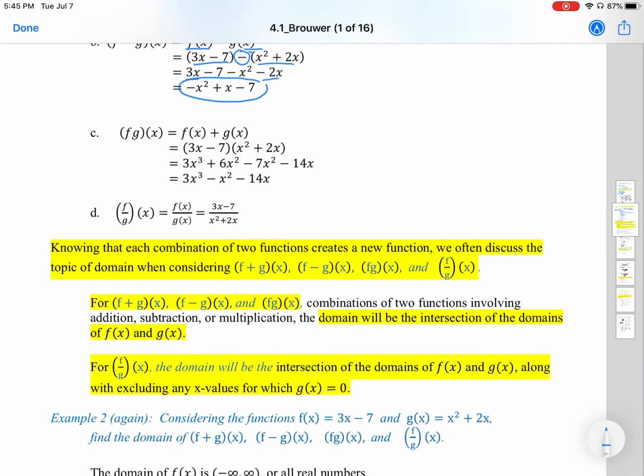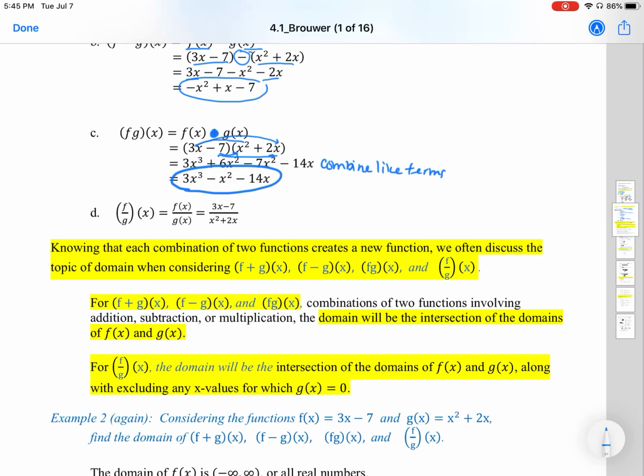For C, this should have been a multiplication. All we can do is multiply if possible. Sometimes we won't be able to multiply, and all we can do is just write the expression as is. So here we have this problem, and we can distribute. 3x times x squared gives me 3x cubed. 3x times 2x gives me 6x squared. Negative 7 times x squared, negative 7x squared. Negative 7 times 2x gives me minus 14x. And from there, we combine like terms. And so we get this as an answer.